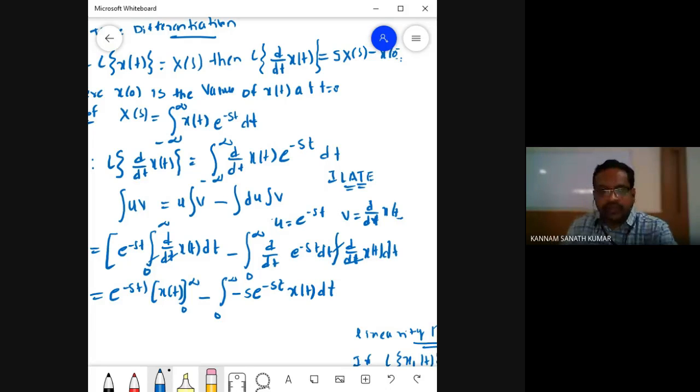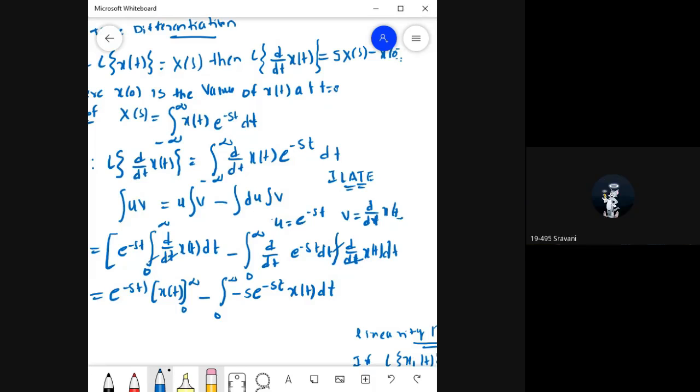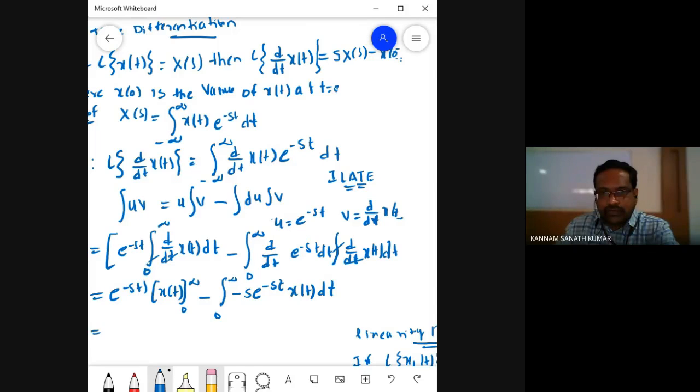Is it okay, students? Yes, sir. So if we are having two functions, integration of uv is nothing but u into integration of v minus integration of d by dt of that first function into integration of second function.